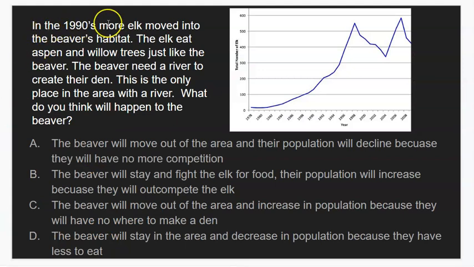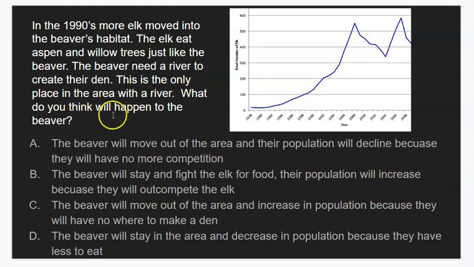In the 1990s, elk moved into the beaver habitat. So this graph is showing us elk. Okay, so the elk population is going way up. Starting kind of in the 90s, we get this big swing up. All right, and they're moving into a beaver habitat. The elk eat aspen and willow trees, just like the beaver, so they eat the same thing. The beaver need a river to create their den. That's where their home is. This is the only place in the area with a river in this habitat.